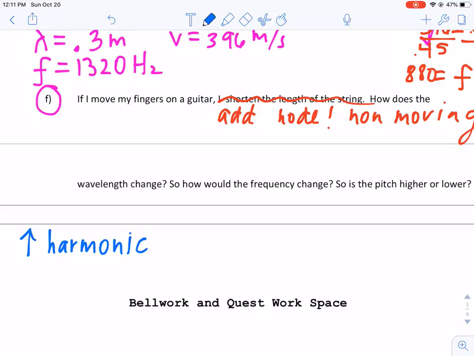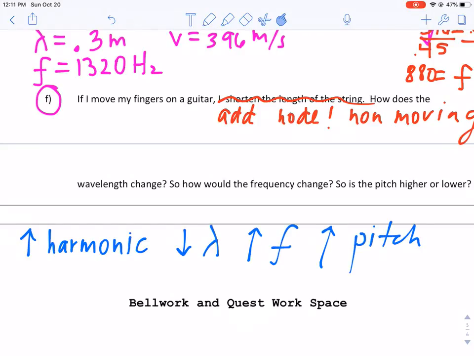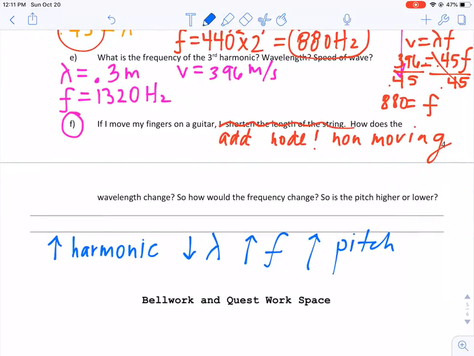Which, how does the wavelength change? It decreases. How does the frequency change? It increases. And frequency and pitch are the same thing. Now take your time to kind of turn that into sentences and ask a partner to see if what you wrote makes sense. This stuff is hard and practice makes perfect. So pause, watch the video again, watch the videos on the notes again, and ask each other.